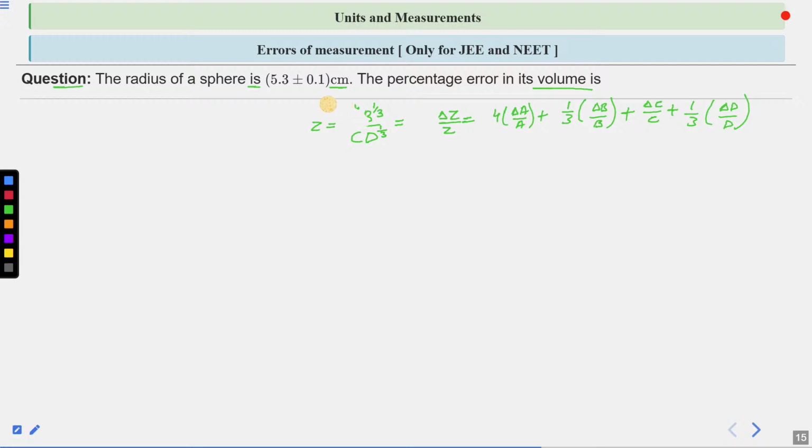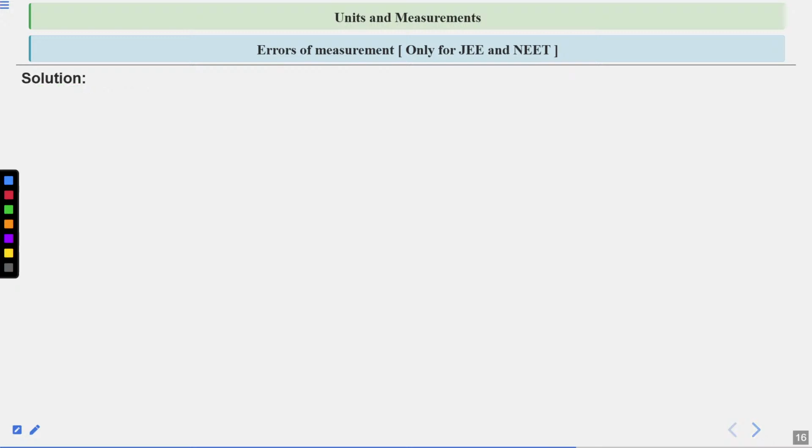So solve this question. What is the answer of this? The radius of a sphere is 5.3 plus minus 0.1 centimeter. The percentage error is what? Solution. We know the volume of a sphere is V equal to 4 by 3 pi r cube. This is the volume of the sphere.